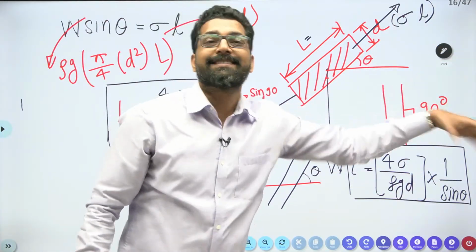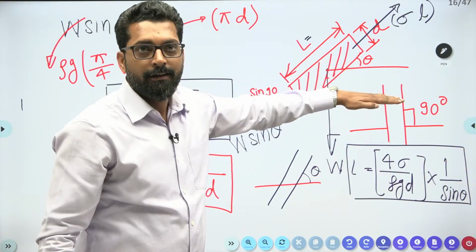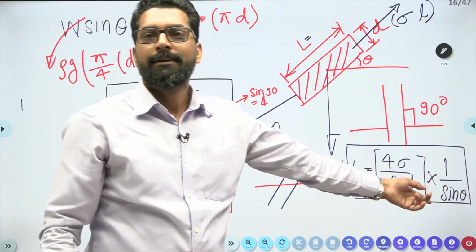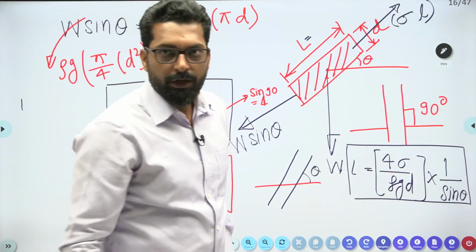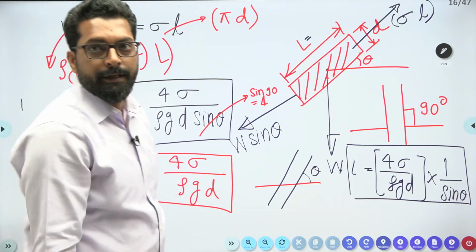This is the inclination factor. If it is horizontal, theta is 0, there is no meaning. Okay? Okay, beta? Good evening, beta. Thank you, Saurabh.